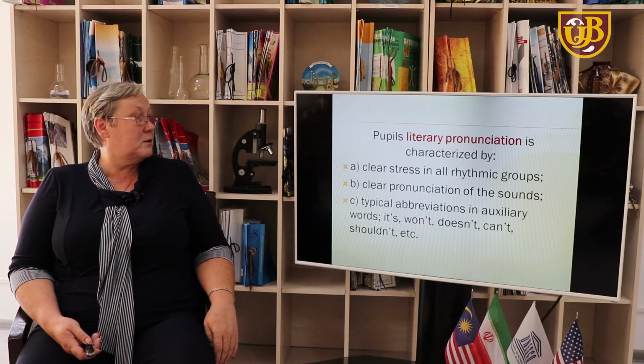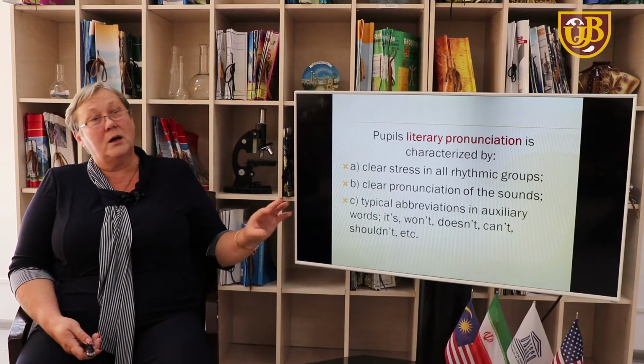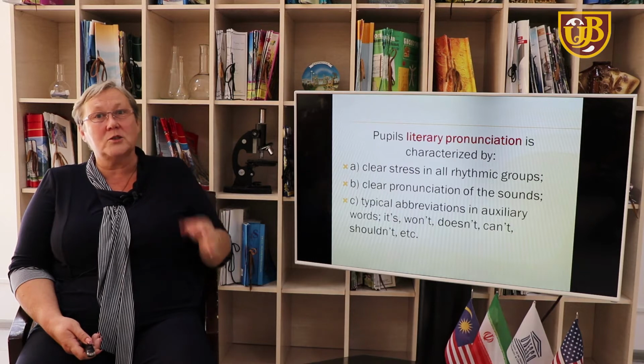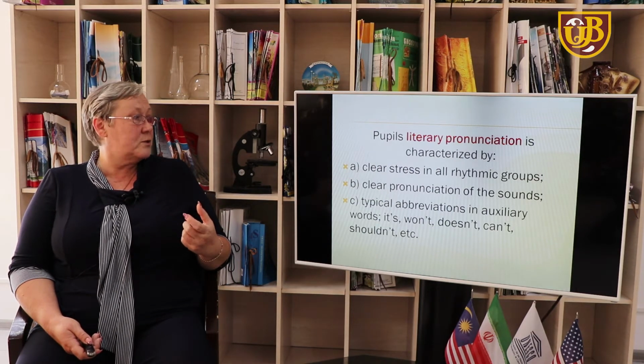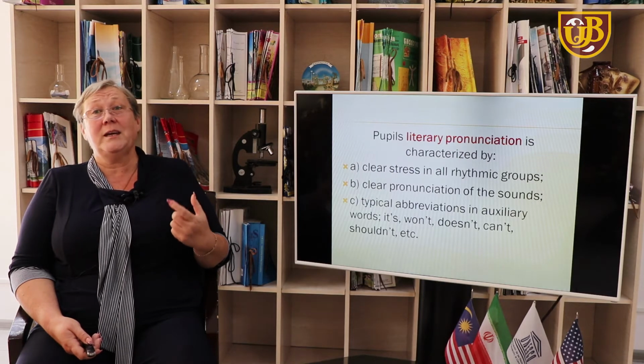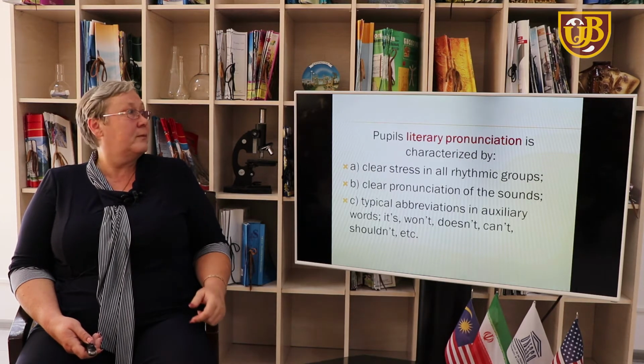Typical abbreviations in auxiliary words: it's, won't, doesn't, can't, shouldn't, etc. I give the examples from English language, but really it's very important for the students to understand if pronouncing it's, I mean it is or it has.